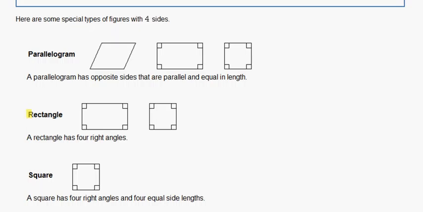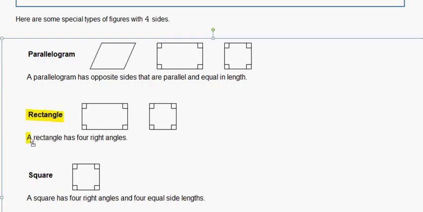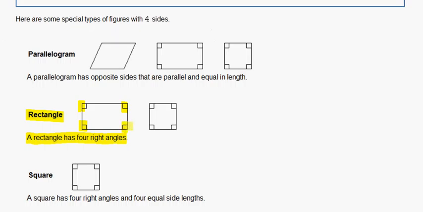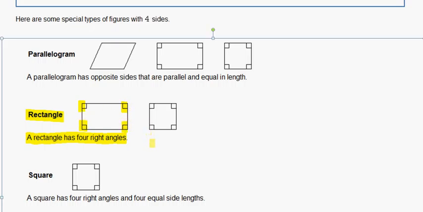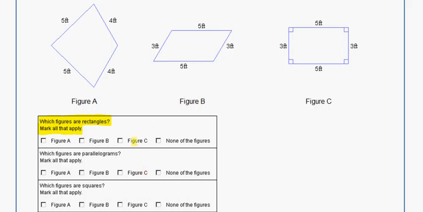So let's look at our definition of a rectangle. A rectangle has 4 right angles, so each angle is 90 degrees. So let's look at our shapes. Figure A does not have 4 right angles. Figure B also does not have 4 right angles, but figure C does have 4 right angles. So figure C is a rectangle. So we'll mark figure C for question 1.